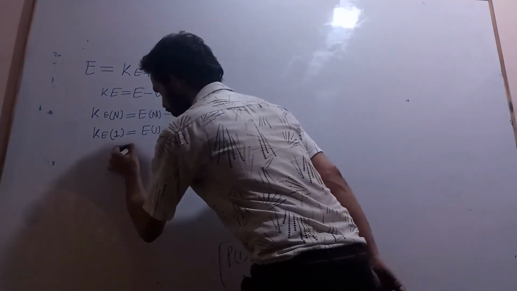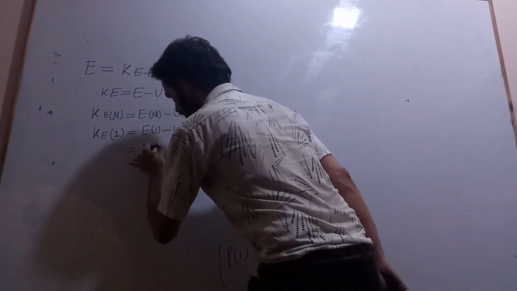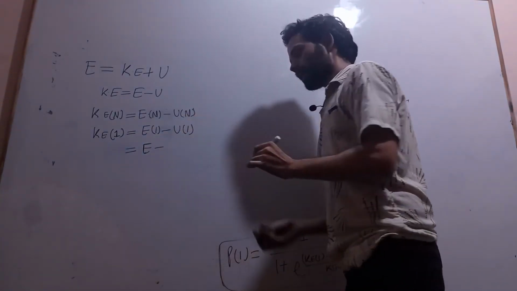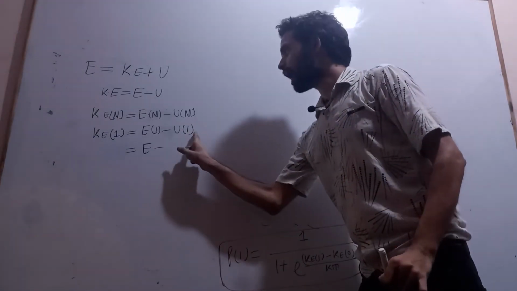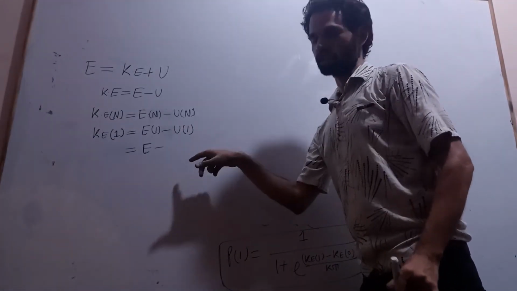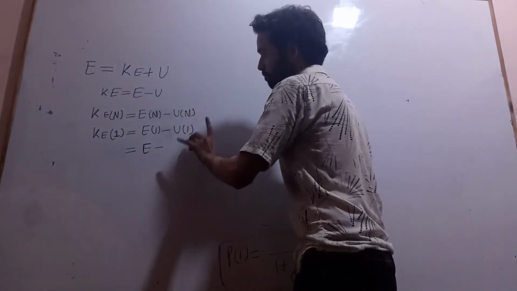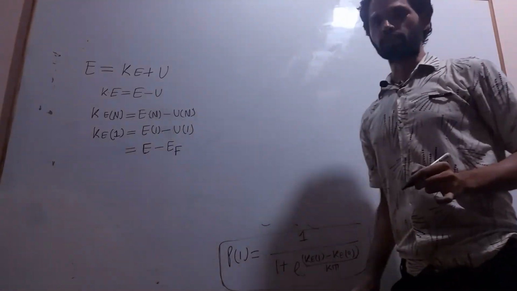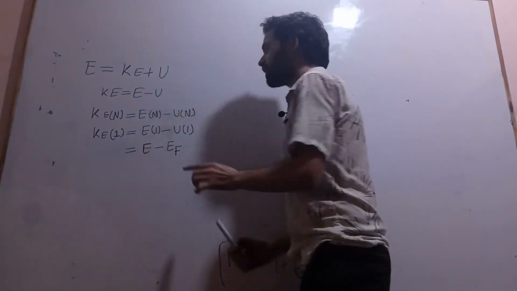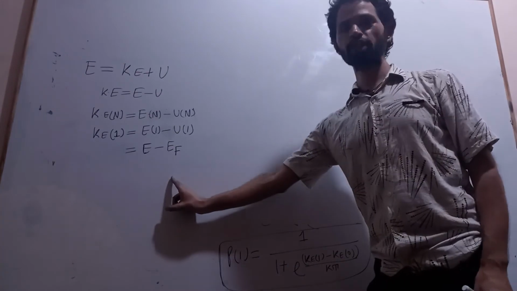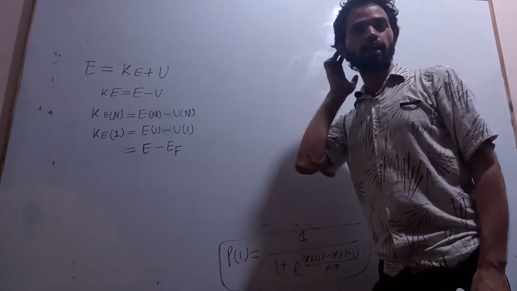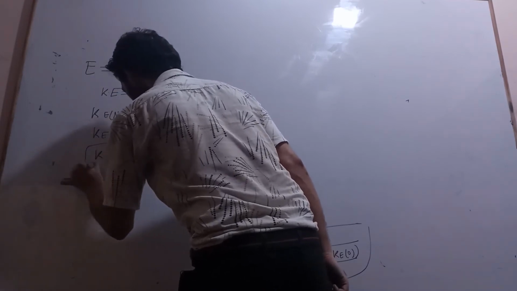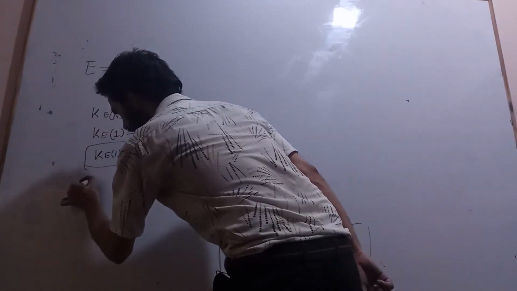Now see this, E of 1 is the energy E, and U of 1 is a hypothetical energy or imaginary energy, but not real energy. This hypothetical energy is represented by Fermi energy. So from here we can say that this Fermi energy is not a real energy, it is an imaginary, hypothetical energy. Therefore this is my value of KE of 1.